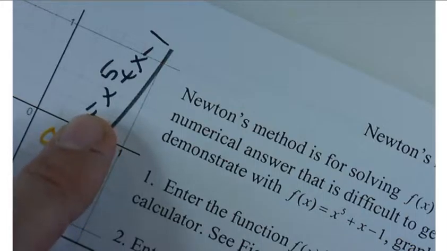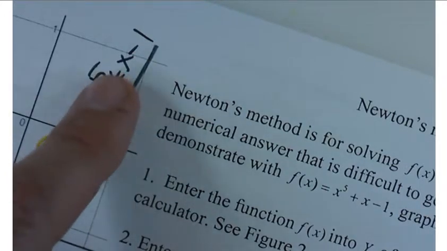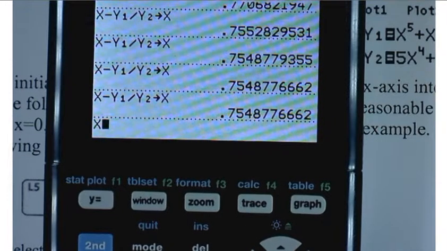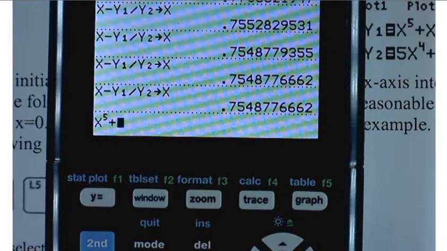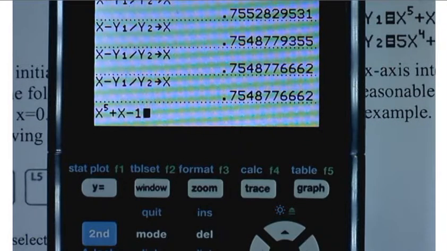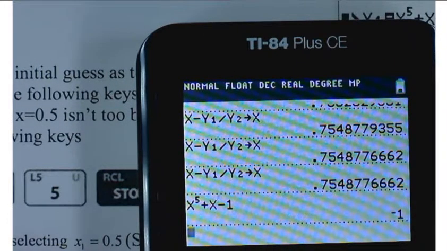Let's see here. What would happen if I took my value of x, raised it to the 5th power, added x, and then subtracted 1? What do you think should happen? x to the 5th plus x minus 1. What should I get? 0. That's what I want. Oh, -1. That didn't work too good. Did I type that in wrong? That's not right. What's wrong with that?